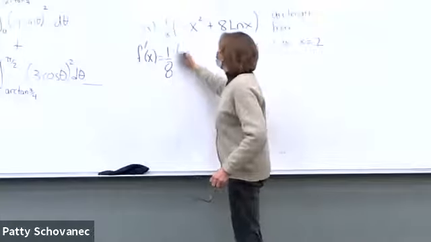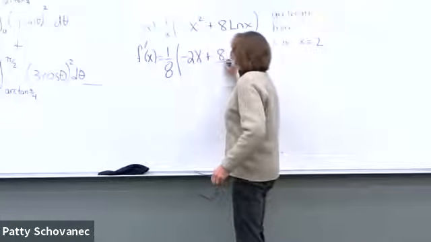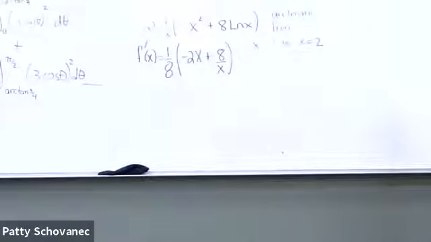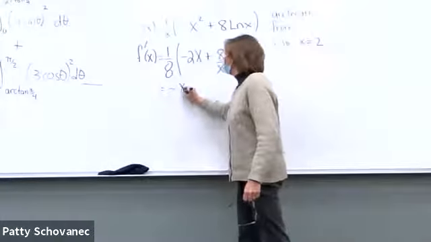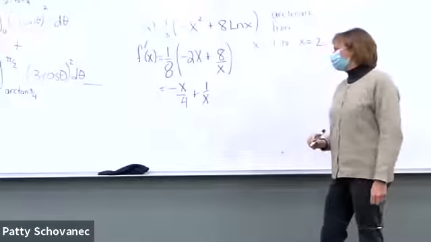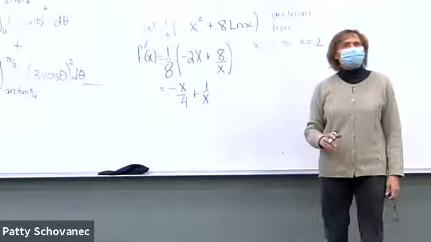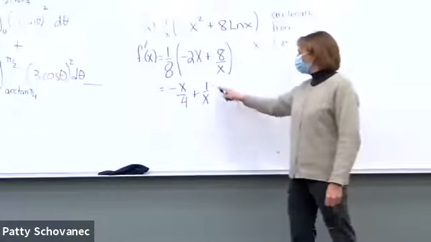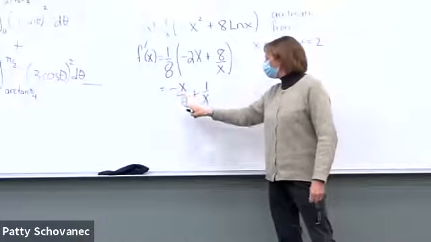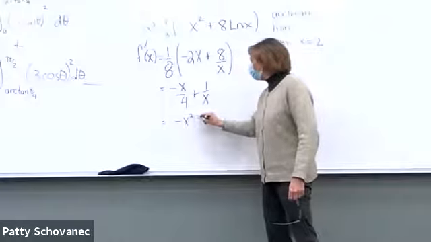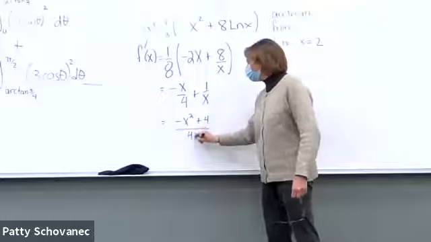Oops, 8. Good with that derivative? Let's go ahead and set the 1/8 through there. And if you want, we can write this as a single fraction because eventually we're going to square it. It might be easier if it's already a single fraction. So let's get a common denominator of 4x. So I multiply this by 4 over 4, that by x over x. And so I'm going to have minus x squared plus 4 all over 4x as our derivative.